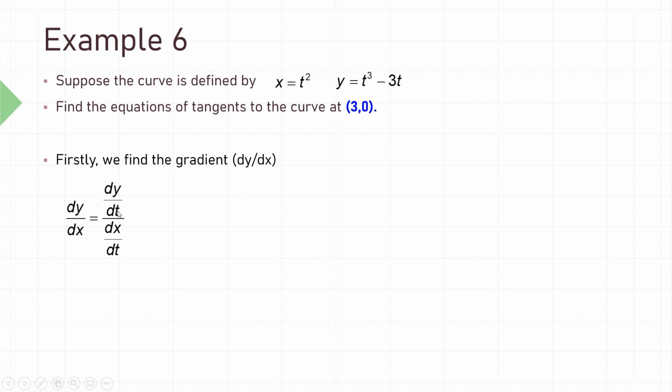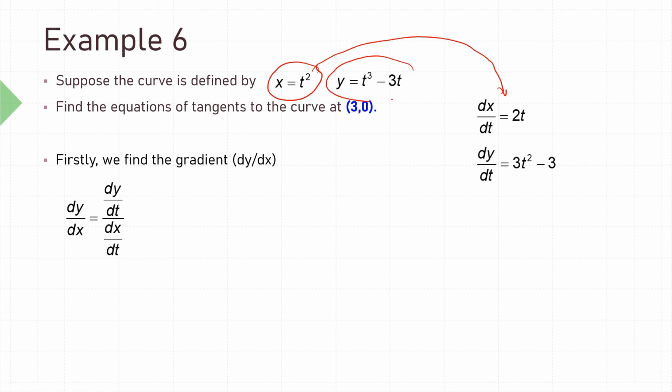So do we have dy over dt and dx over dt now? No. So we have to find dx over dt, meaning that we differentiate this x, and also we have to find dy over dt. So we differentiate this y, we get dy over dt here, and then only can we substitute inside the formula dy over dx. So we have (3t squared minus 3) over 2t.